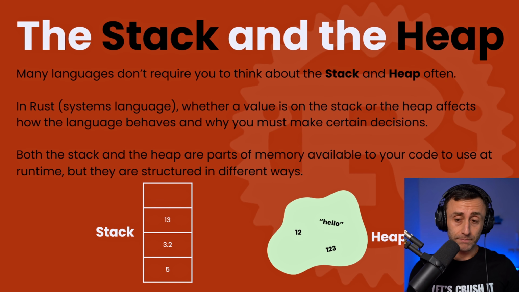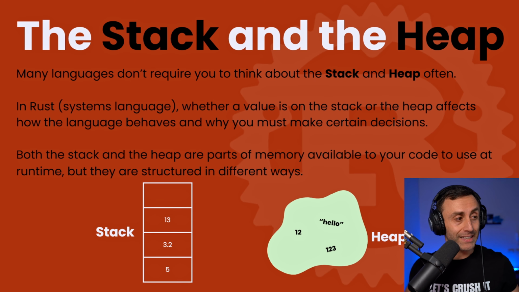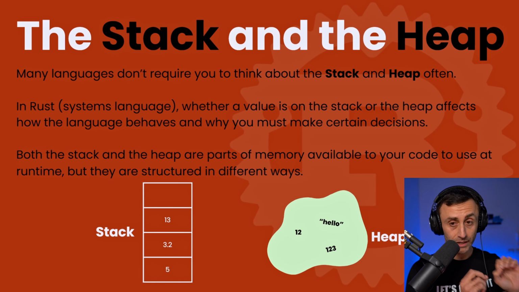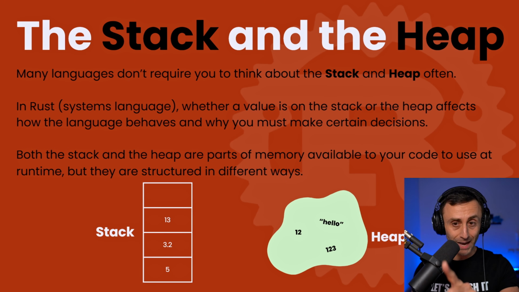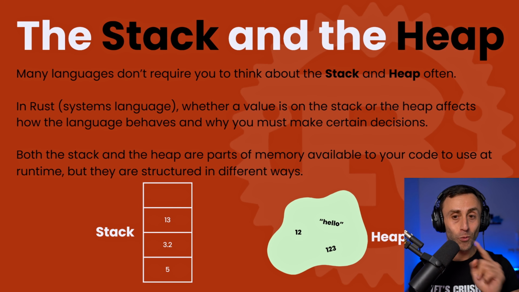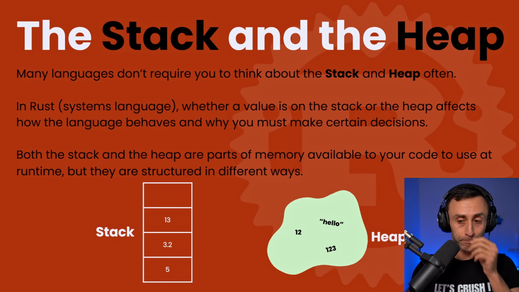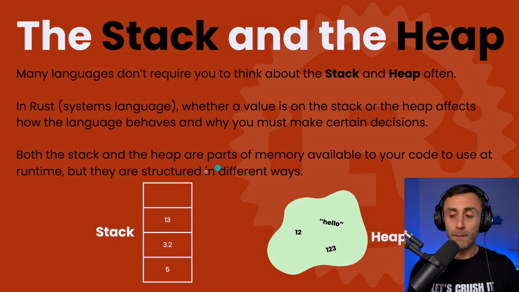In Rust, whether a value, a variable, goes on the stack or on the heap affects how the language behaves with that variable. And this is why many people are confused about what the hell is going on when they have to learn ownership, because they skip this part. They skip understanding what the stack is and what the heap is. Both the stack and the heap are parts of the memory available, and I'll try to explain in the easiest possible way what they are.